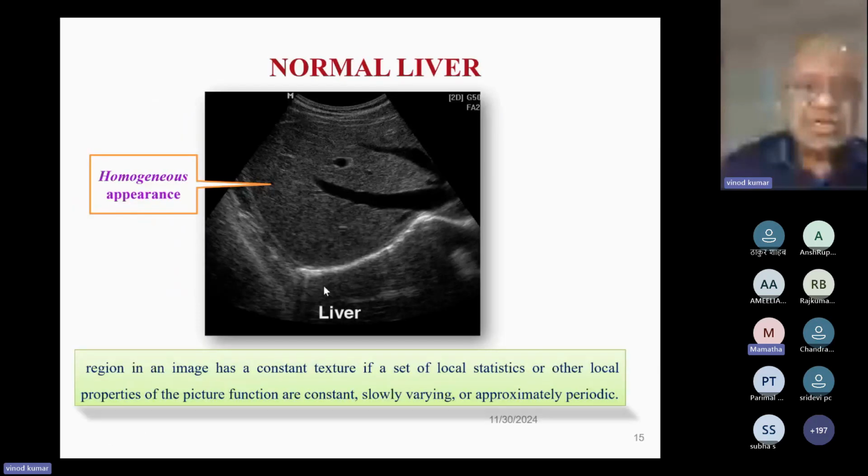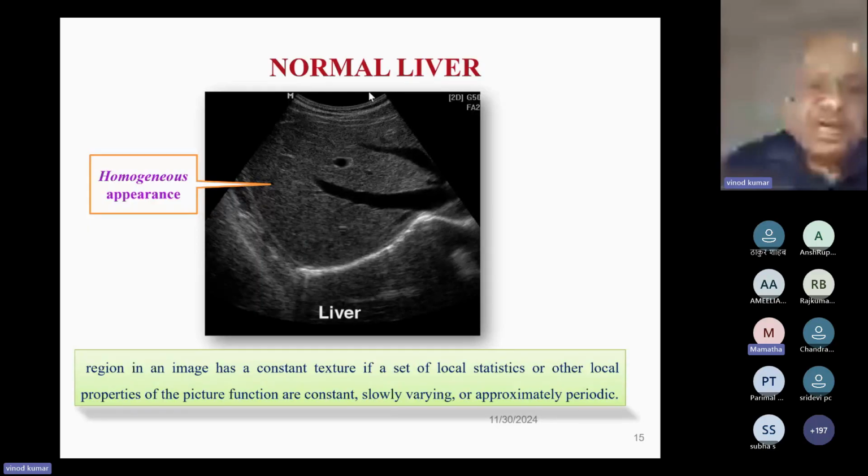So see, this is homogeneous. Homogeneous means, say this is an ultrasound of a liver. So homogeneous means, see, this type of pattern we say as homogeneous. Now, how will you find out that this is homogeneous?